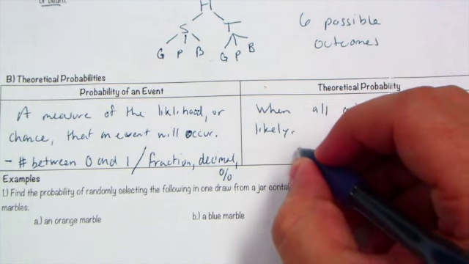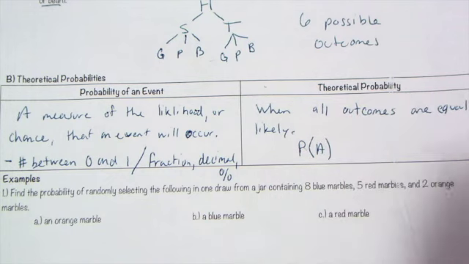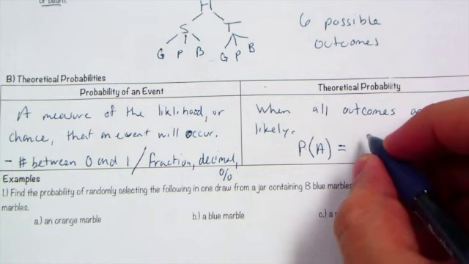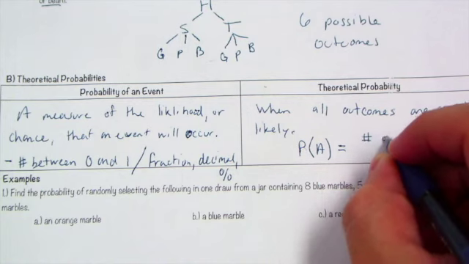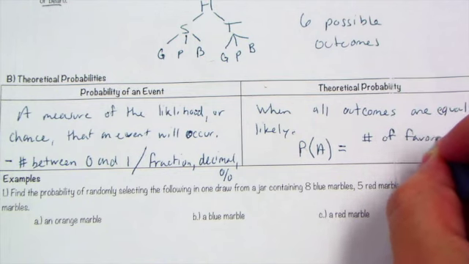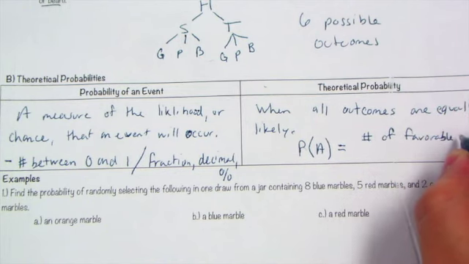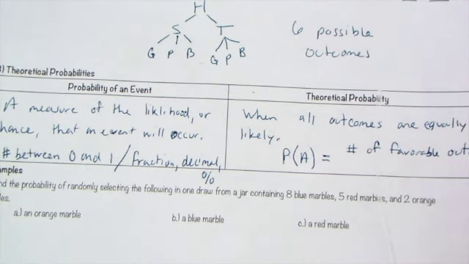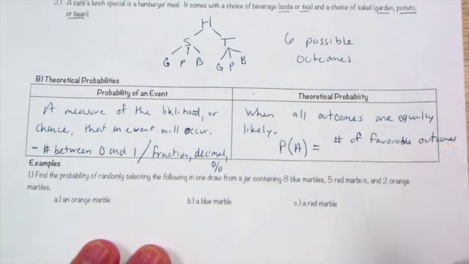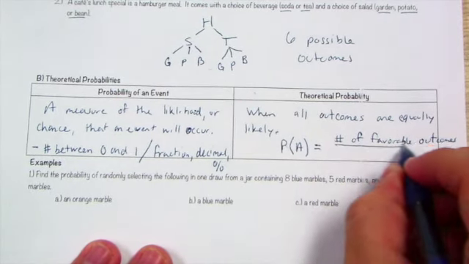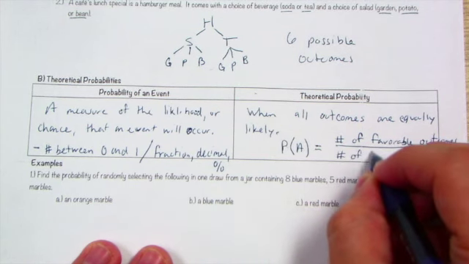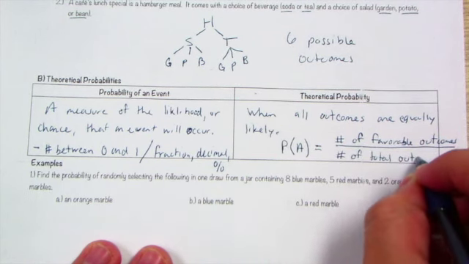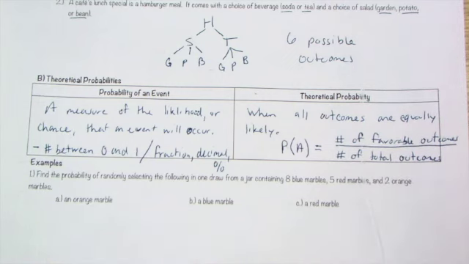So how we write this is P of A. The probability of some event is written as P of A equals the number of favorable outcomes, or the outcomes that you're looking for, over the number of total outcomes. Okay, and you'll see what I mean here in a second.